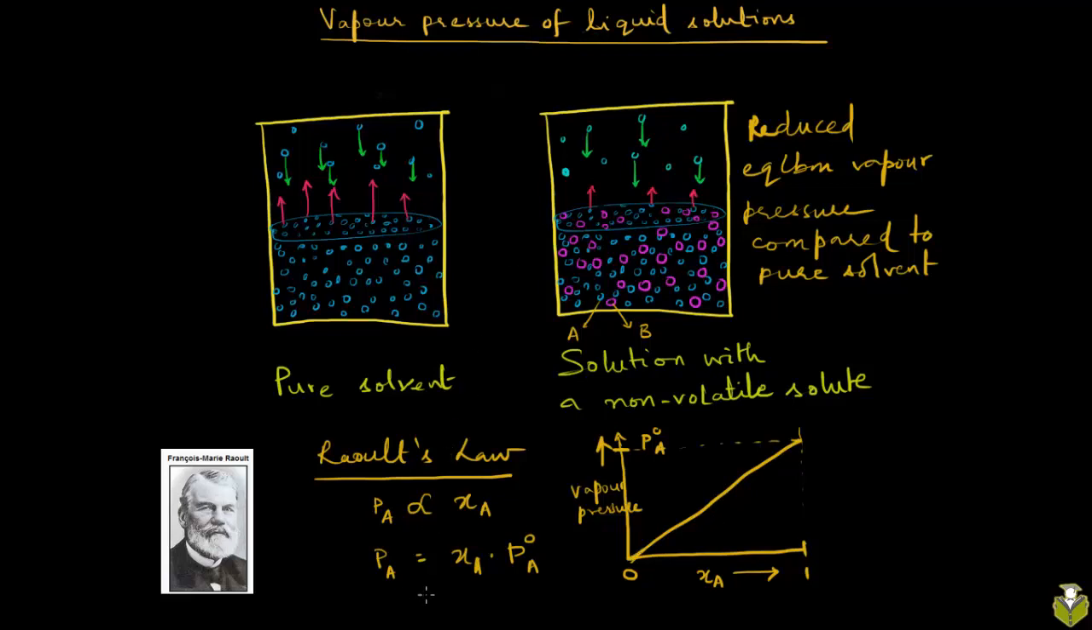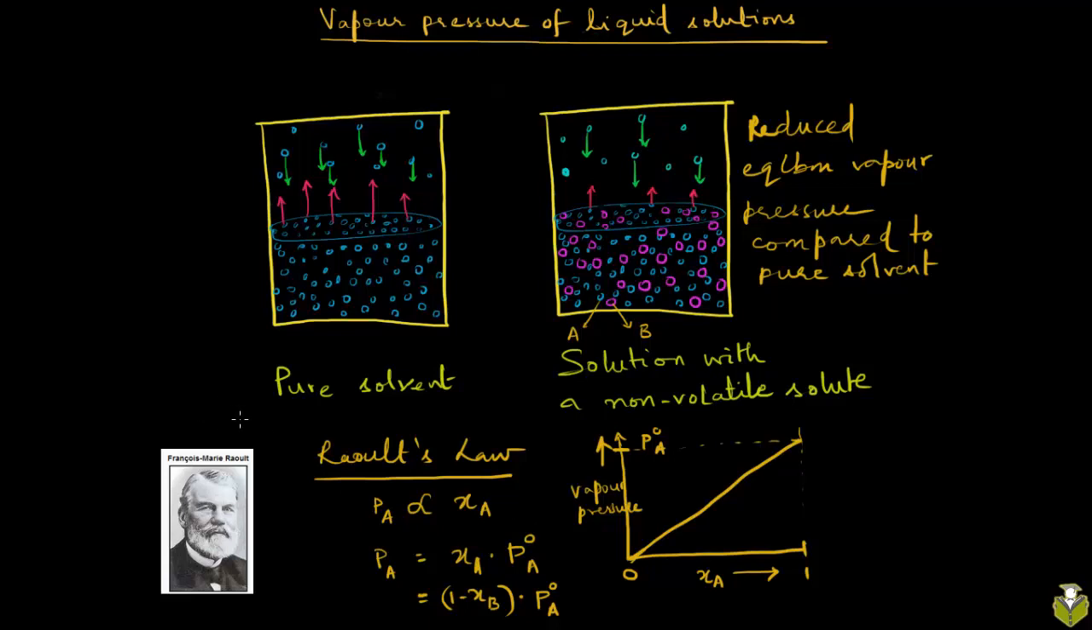So you can even write this as 1 minus XB, where XB is the mole fraction of the sugar in this case, the non-volatile solute, times the vapor pressure of water in its pure form. One thing that will possibly come up when we solve some problems later, but I just wanted to point it out here.